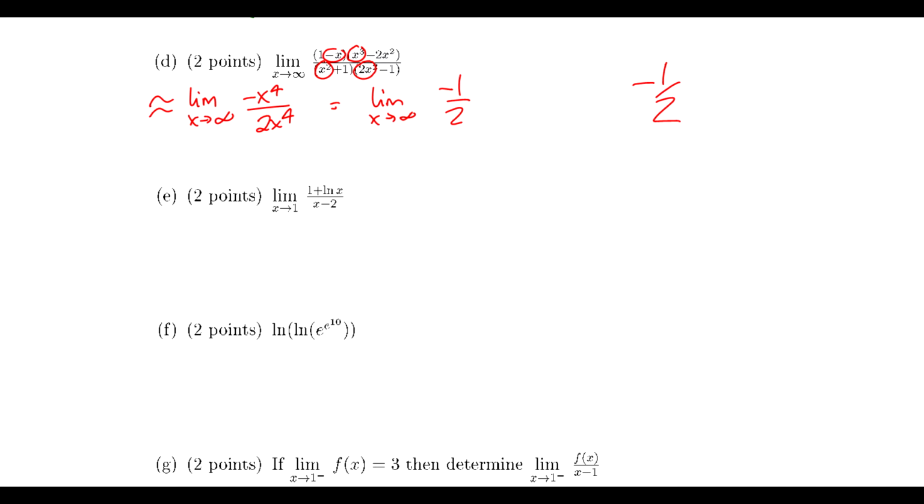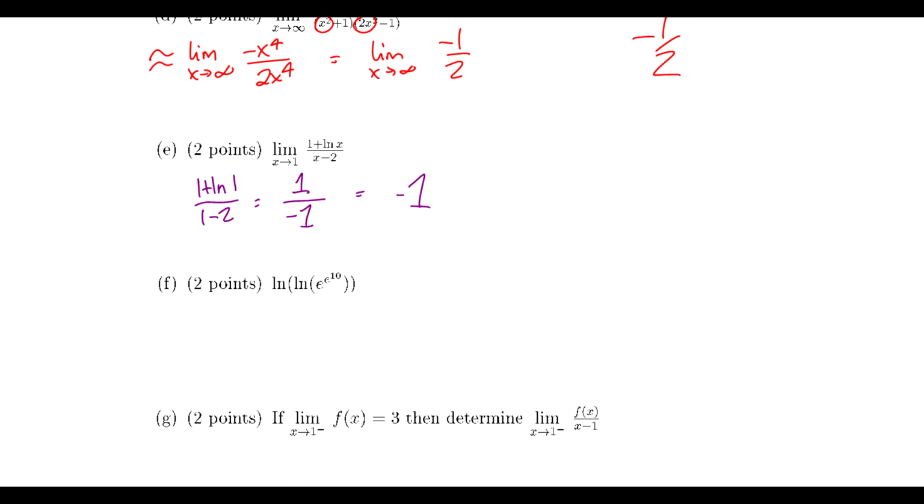Okay, the limit as x goes to 1 of (1 plus ln x) over (x minus 2). You can see here that they really don't want you to do anything algebraic with these. They just want you to kind of plug the numbers in. So we're going to get (1 plus ln of 1) over (1 minus 2), which is going to be 1 on top, because remember that ln of 1 is equal to 0. And this is over negative 1. So this is just going to be negative 1.